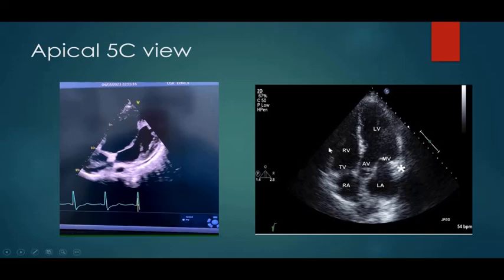So this is the apical 5-chamber view. On the right side, we see the normal apical 5-chamber view: LA, mitral valve, LV, aorta, then RA, tricuspid valve, and the RV.